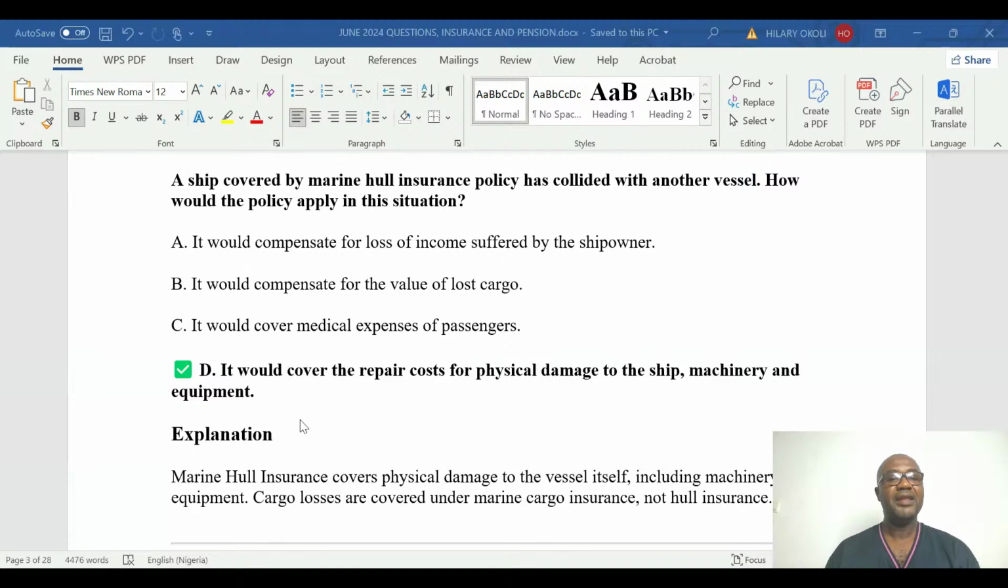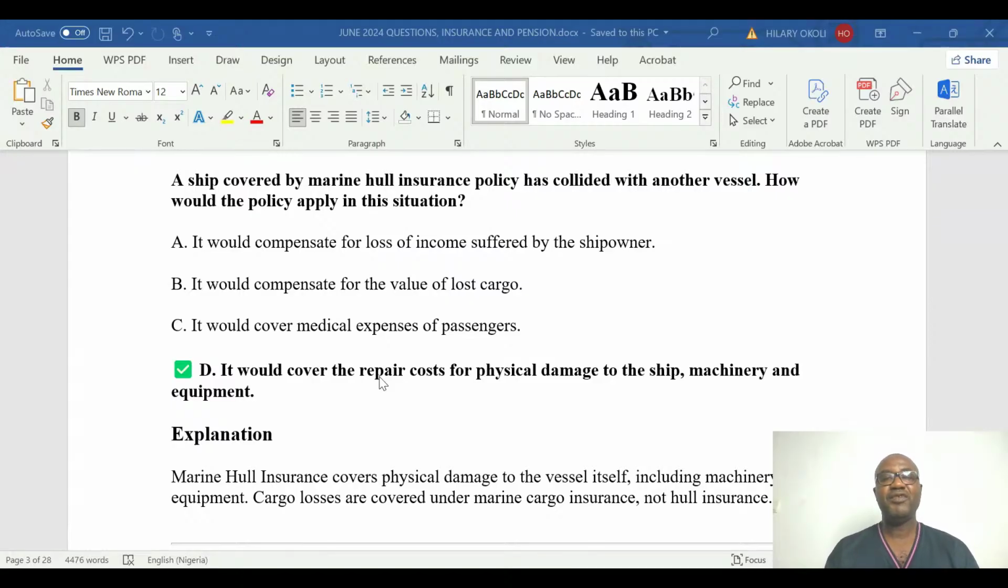It will cover the repair costs for physical damage to the ship, machinery, and equipment. So it's physical damage, because the ship is a means of transportation. You cannot say it carries this on Monday and that on Tuesday, or this in February and that in March. So the content of the ship is not insured. It is the entire ship that is insured. So the physical damage to the ship, or the machinery or the equipment, will be considered.